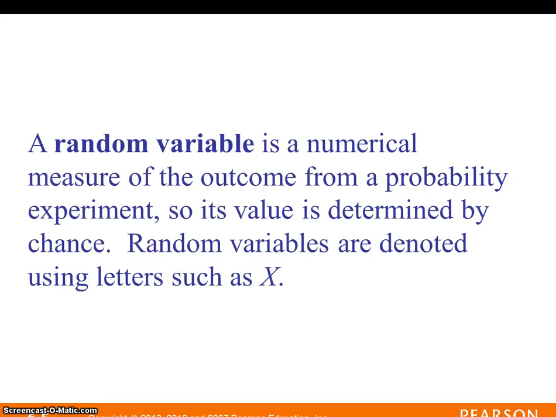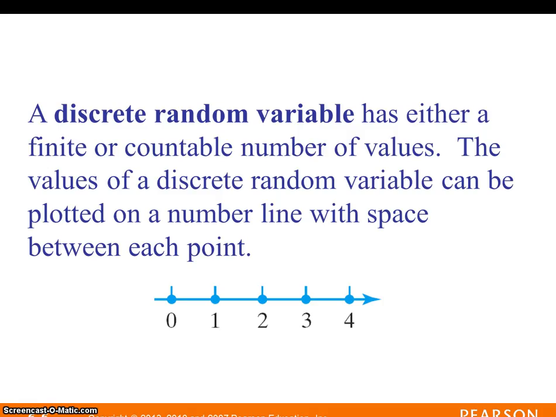a continuous variable. So a random variable is just a numerical measure of the outcome from a probability experiment. So again, it's random because it's like rolling a dice or something. You don't know exactly what you're going to get. You'll have sort of a range of values, right? Like if you're rolling a 6-sided dice, you only get like 1 through 6. So it's a value that's determined by chance, and random values are denoted using letters such as X.